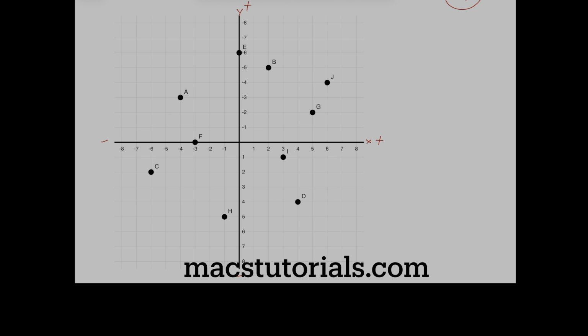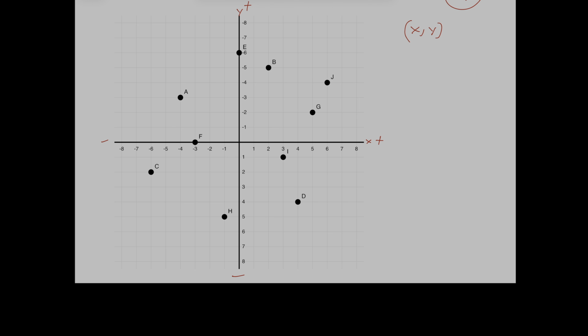While I'm looking for the point, you're going to go x, comma, y. You're going to write down the left and right value, comma, and then the up or down value. As I look at A, the left and right value is -4. 1, 2, 3, 4. Comma, what's the y value, the up, down? The answer is +3.